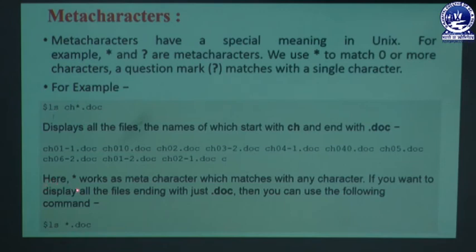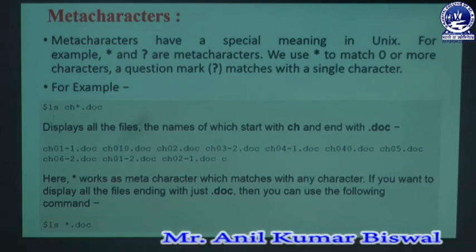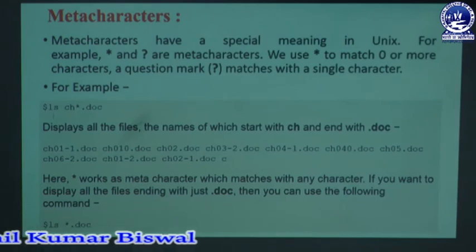Next, we are learning that the star works as a meta character which matches any character. If you want to display all the files ending with just .doc, you can use the following command: $ls *.doc. In this way we can easily organize and retrieve files in our UNIX file management system. These are fundamental ideas about meta characters, which are represented through two types of symbols: the asterisk, meaning star, and the question mark.